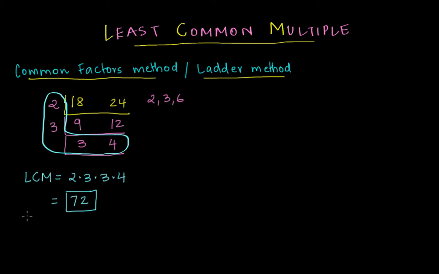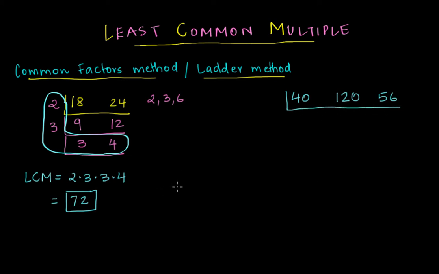Now let's see how this method works for three numbers. With three numbers, you have to be careful. So let's challenge ourselves and pick some numbers that are bigger. So I'm going to pick 40, 120, and 56. And let me set it up the same way.